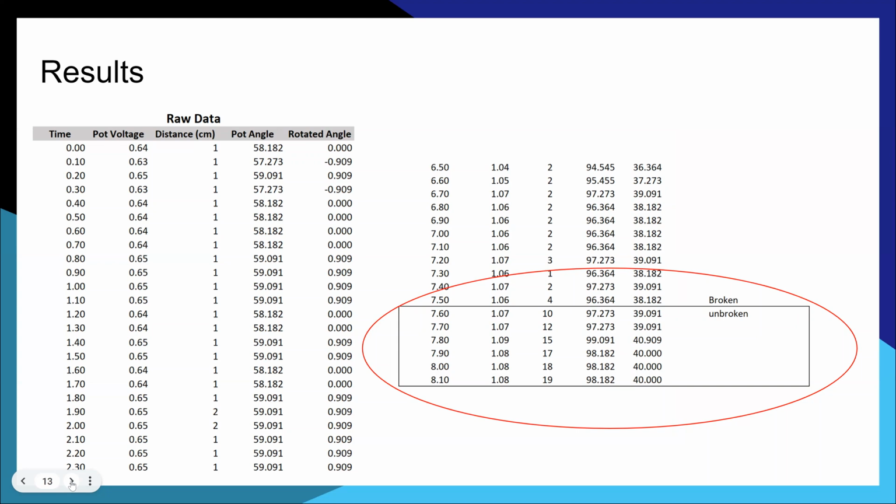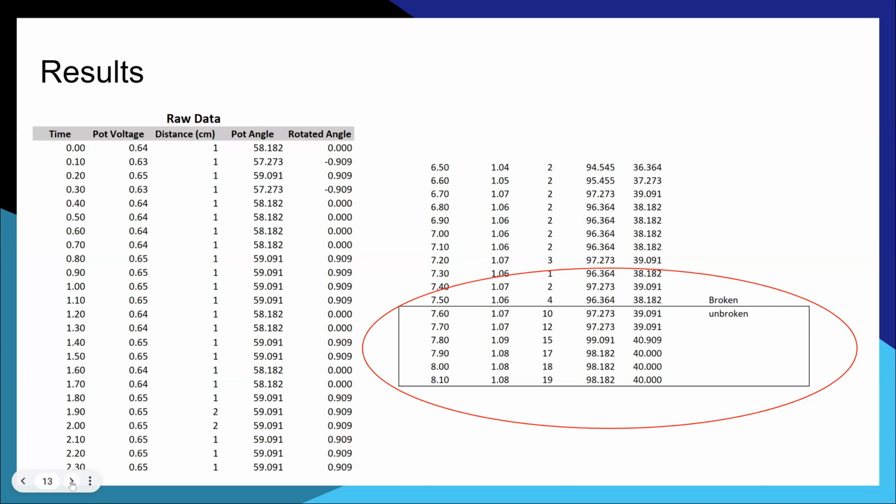At the end, whenever the block reached the ramp, you could see where it is highlighted with a yellow circle around it. The beam brake sensor sent us a signal saying when it was broken and unbroken. At the time when the block slid past and it said unbroken, we can see that our angle was approximately 39 to 40 degrees, and that will be used to determine our coefficient of static friction.